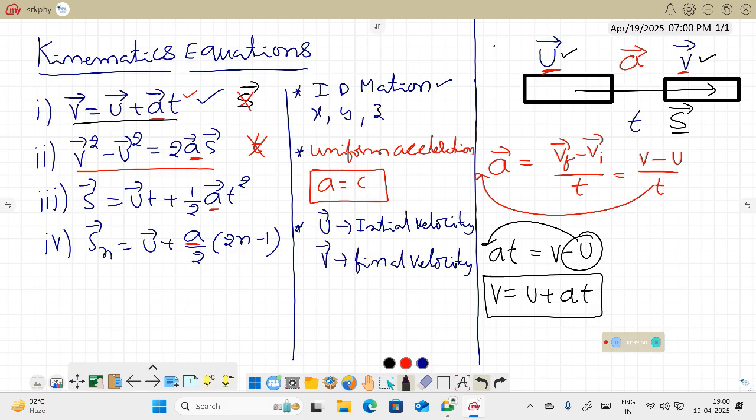Yeah. There are two velocities: initial velocity and final velocity. Which velocity is not given? Final velocity is not given. Okay, V is not given. U is there, S is there, A is there, T is there. V is not there, so then you have to use this. Now, the last equation, when you have to use.